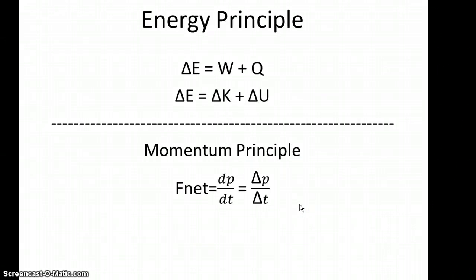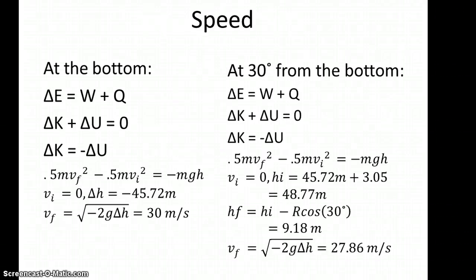So the energy principle that we touched on before is that delta E equals work plus the surrounding energy, and delta E equals the change in kinetic energy plus the change in potential energy. Also we know that the momentum principle is F net equals delta P over delta T, which is the change in momentum over the change in time.